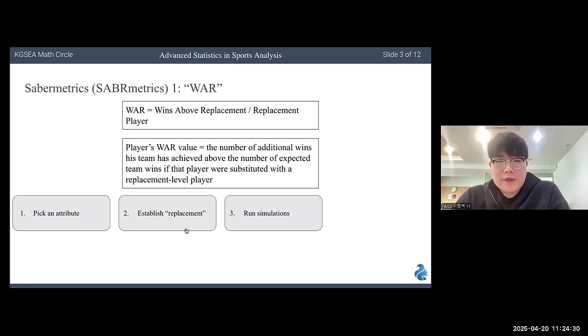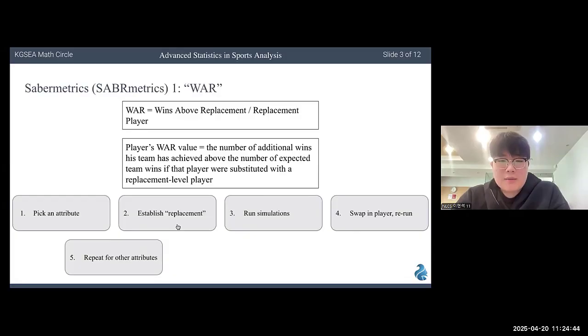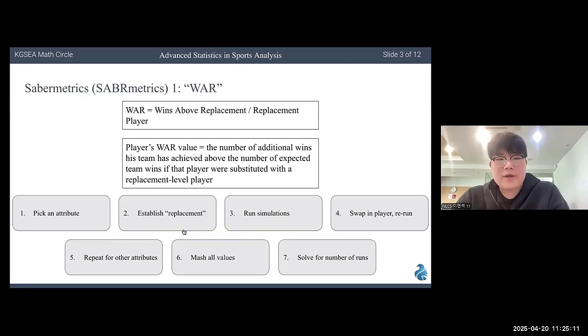Now you'd swap in your player and simulate runs again, and the difference is how many batting runs over replacement our guy is worth. Now you'd repeat for other attributes such as base running and defense, and mash them all together, and now we have how many more runs our guy is worth than a replacement guy. For the last step, we know from other studies that team runs scored versus runs given up is good at predicting team wins. You solve for the number of runs you need to add to a team's total for them to win one more game, and you take your guy's runs above replacement and divide by the number of runs per win, and then poof, you have the number of wins your guy is worth over a replacement player, hence your WAR value.